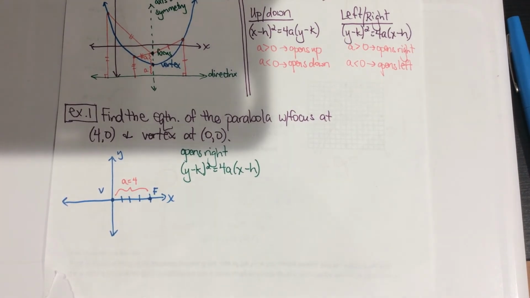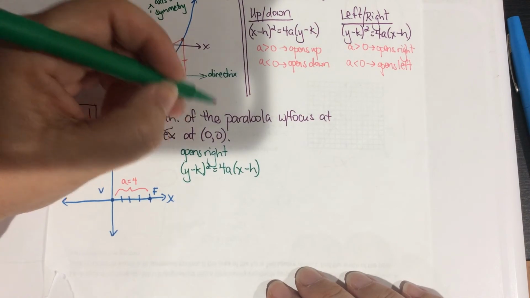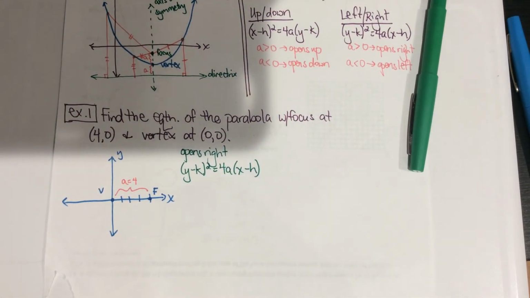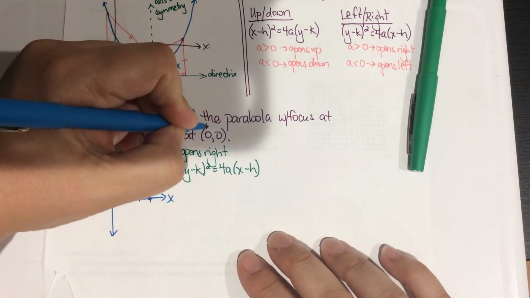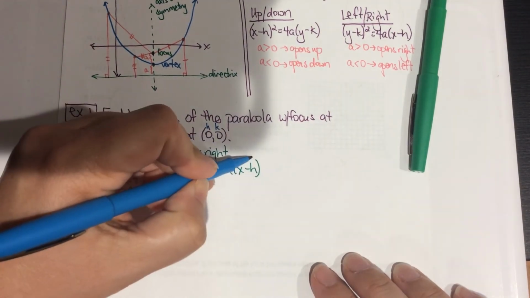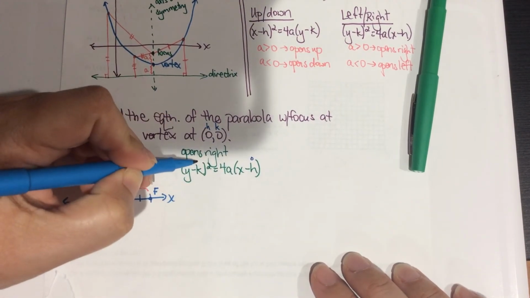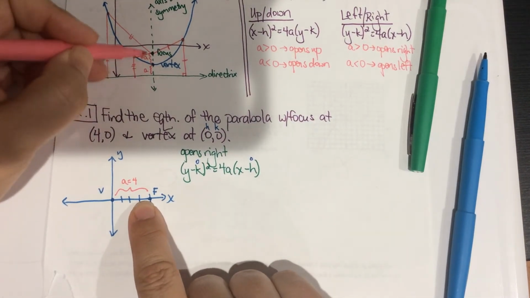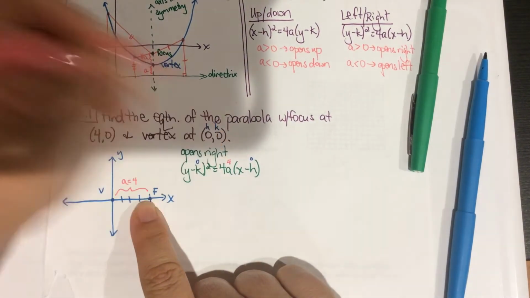Plug everything in. We know the vertex is 0, 0. This is our H, K. Let me see. Can I do this with different colors? I think I can. Let's do it this way. This is our H, K. That's the vertex. So I'm going to plug the H. The 0 is going to go there. K, the 0 is going to go there. And then I found the A because I remembered this definition up here. That's going to be a 4.